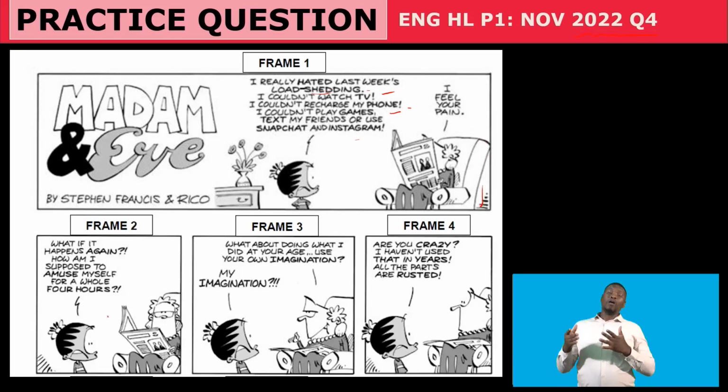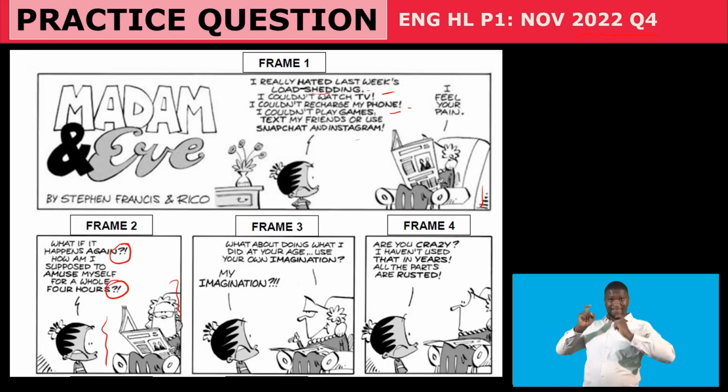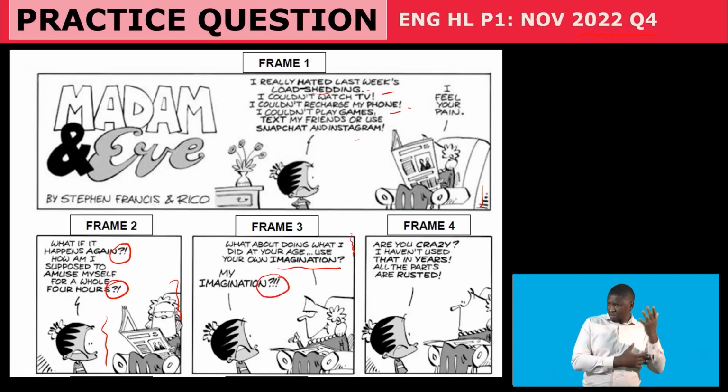In frame 2, Thandi says, what if it happens again? Look at the punctuation, grade 12s. How am I supposed to amuse myself for 4 whole hours? Look at Thandi's facial expression. Look at Mother Anderson's facial expression. She doesn't seem quite impressed. And then she suggests, what about doing what I did at your age? Use your own imagination. Thandi is very shocked by this. She says, my imagination, question mark and 2 exclamation marks.